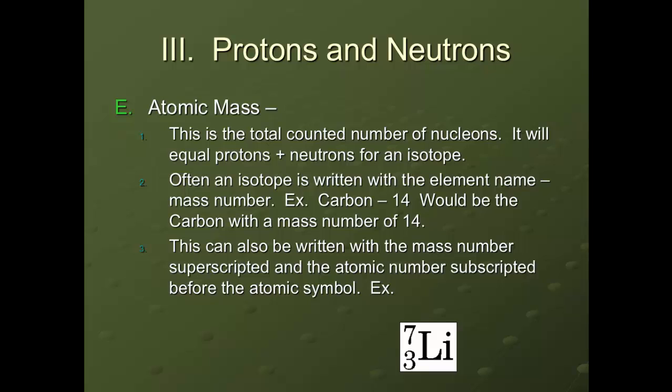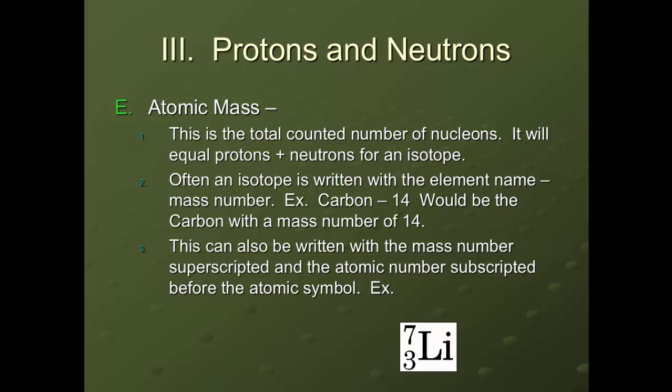So the atomic mass is the total counted number of nucleons, and it will be equal to the protons and the neutrons for an isotope. Often when you have an isotope, it's written with the element name, such as carbon, and then they put a dash, and then they write the total number of nucleons. So carbon 14 is going to have 14 nucleons.